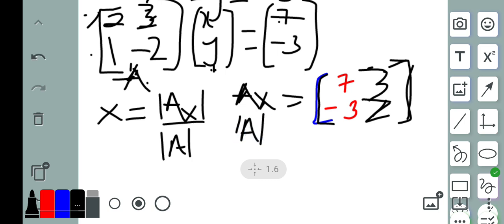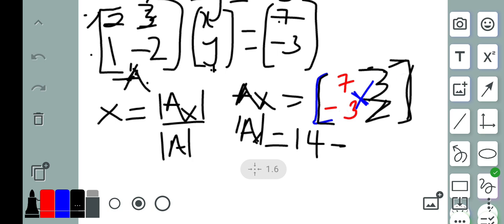My determinant of Ax, and also my determinant of A. So what's my determinant of A? That's 2 times 3. Do you remember? That will be something like 2 times 7 rather, and 3 times minus 3. 7 times 2 will give me 14.